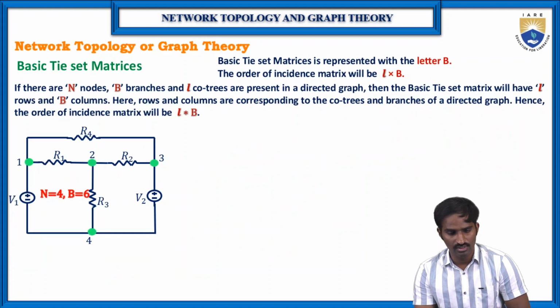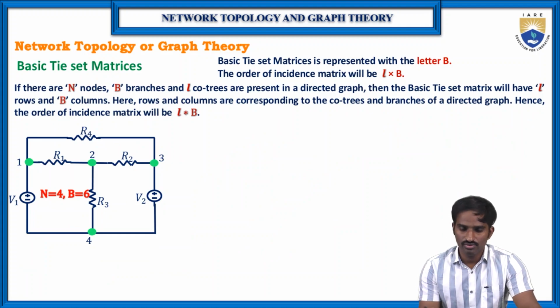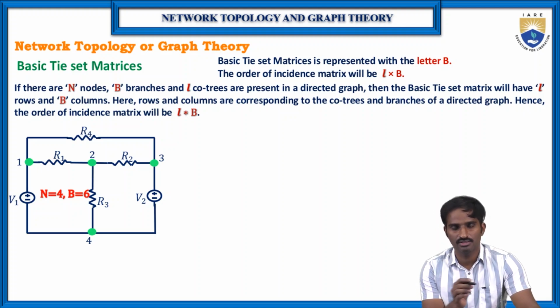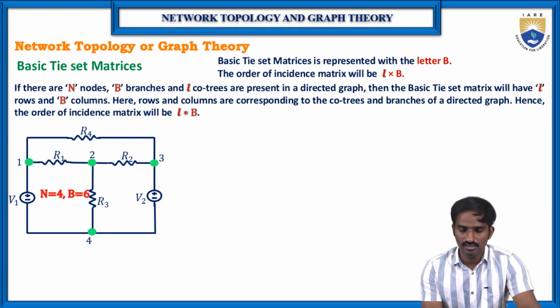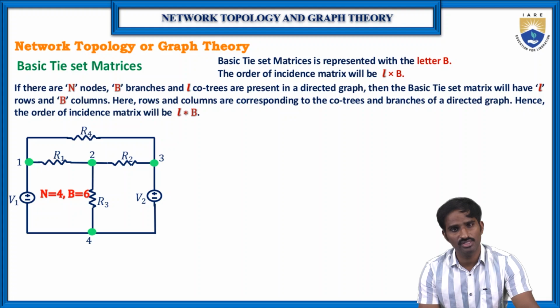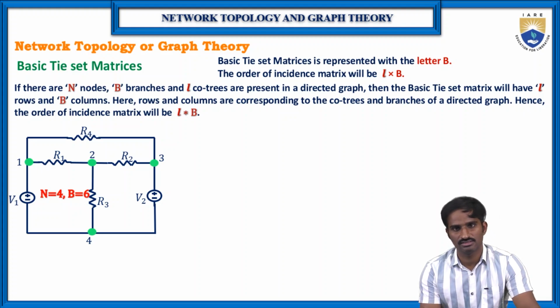Then we will go for the next one, which is the basic tie-set matrix. Here the basic tie-set matrix is represented with the letter B, because the incidence matrix is A. And here the order of the tie-set matrix will be L into B. So here L is the number of links. When you get the number of links, the links are nothing but the branches of the co-tree, right?